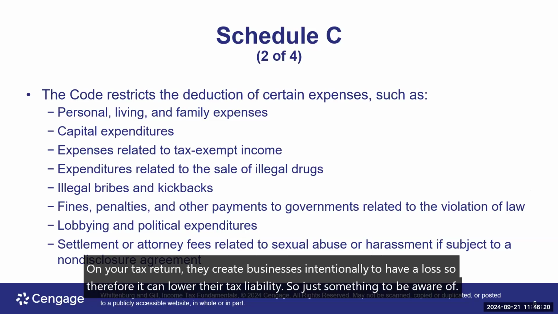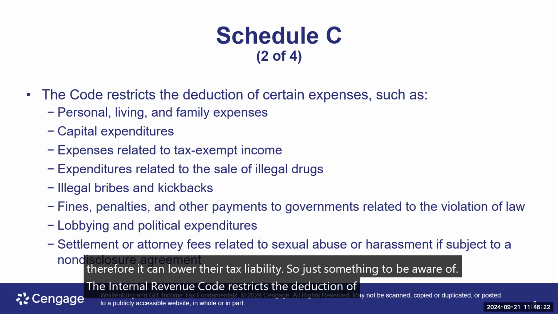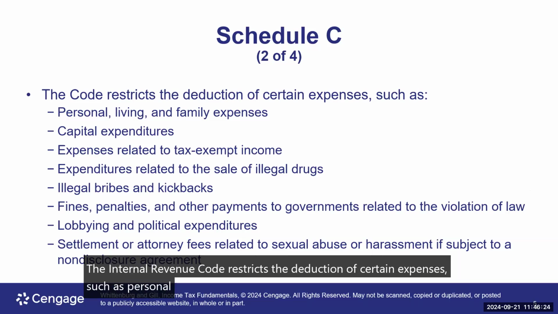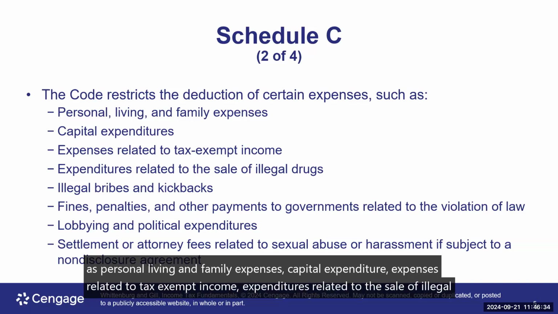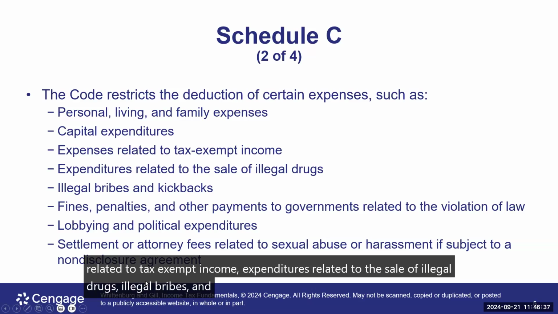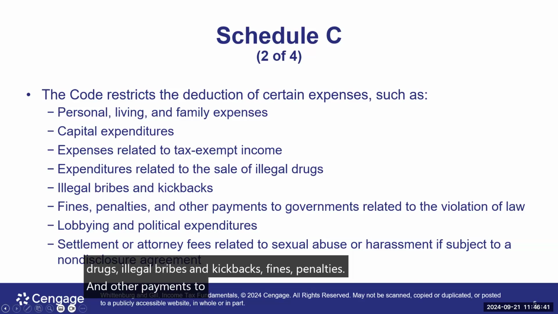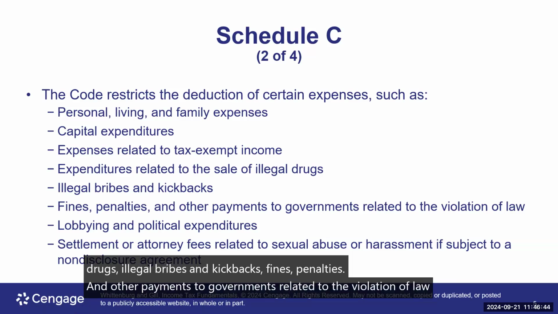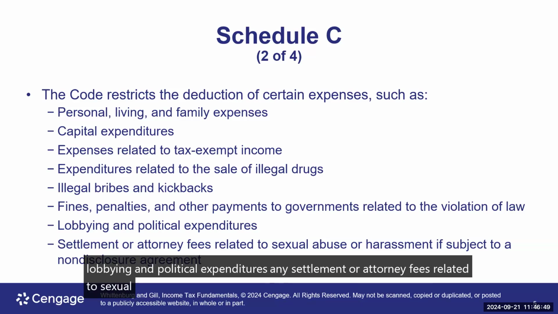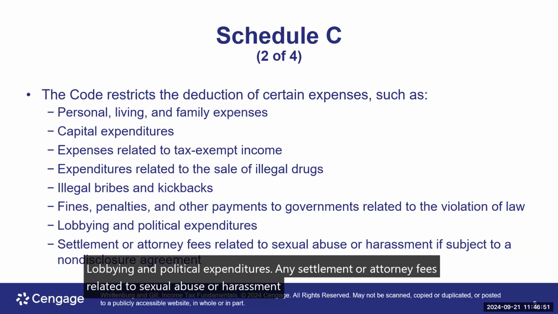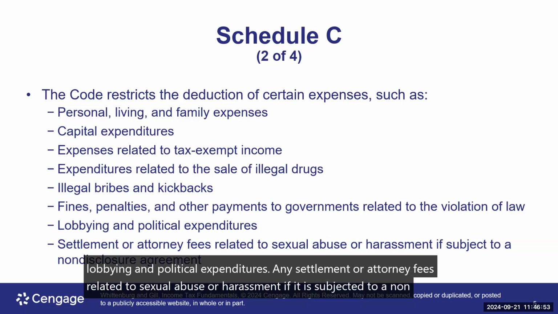The Internal Revenue Code restricts the deduction of certain expenses such as personal, living, and family expenses, capital expenditures, expenses related to tax-exempt income, expenditures related to the sale of illegal drugs, illegal bribes and kickbacks, fines, penalties, and other payments to governments related to the violation of law, lobbying and political expenditures, and any settlement or attorney fees related to sexual abuse or harassment if it is subject to a non-disclosure agreement.